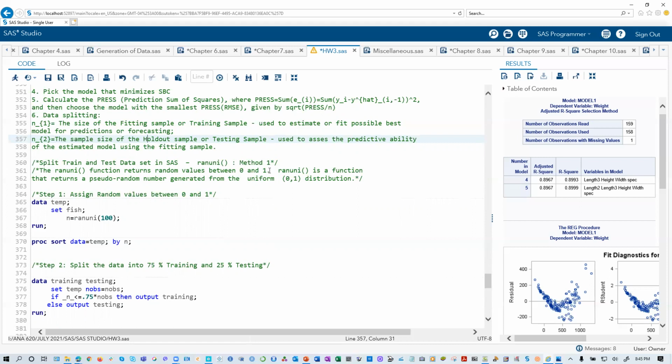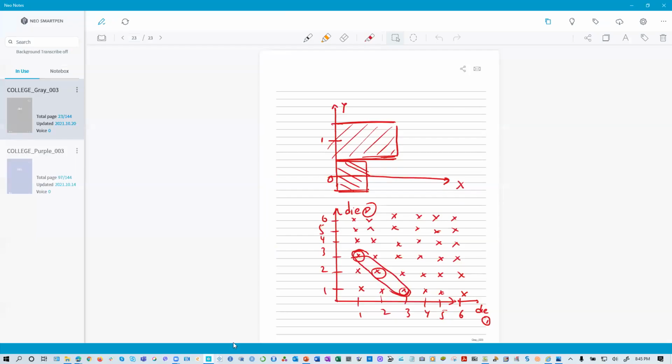This is called the lower bound, and this is called the upper bound. It's a function that returns a pseudo random number generated from the uniform distribution. You know how the uniform distribution is: the numbers are uniformly distributed between 0 and 1. All the distributions spring from the uniform distribution.